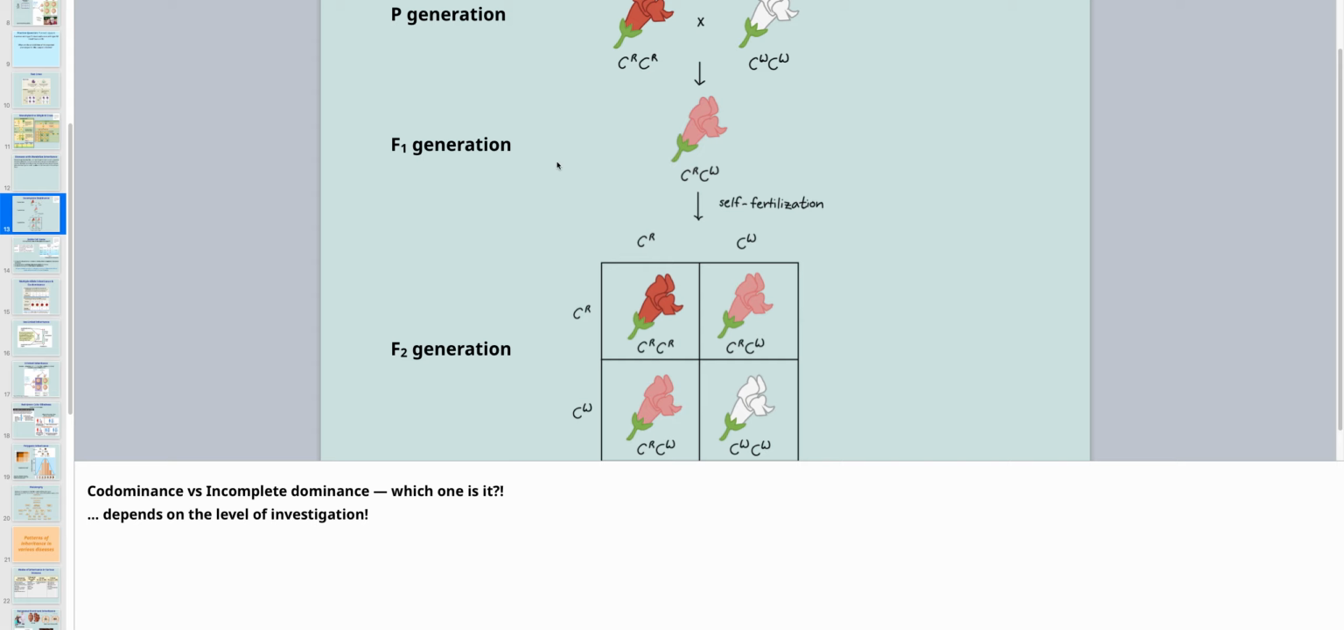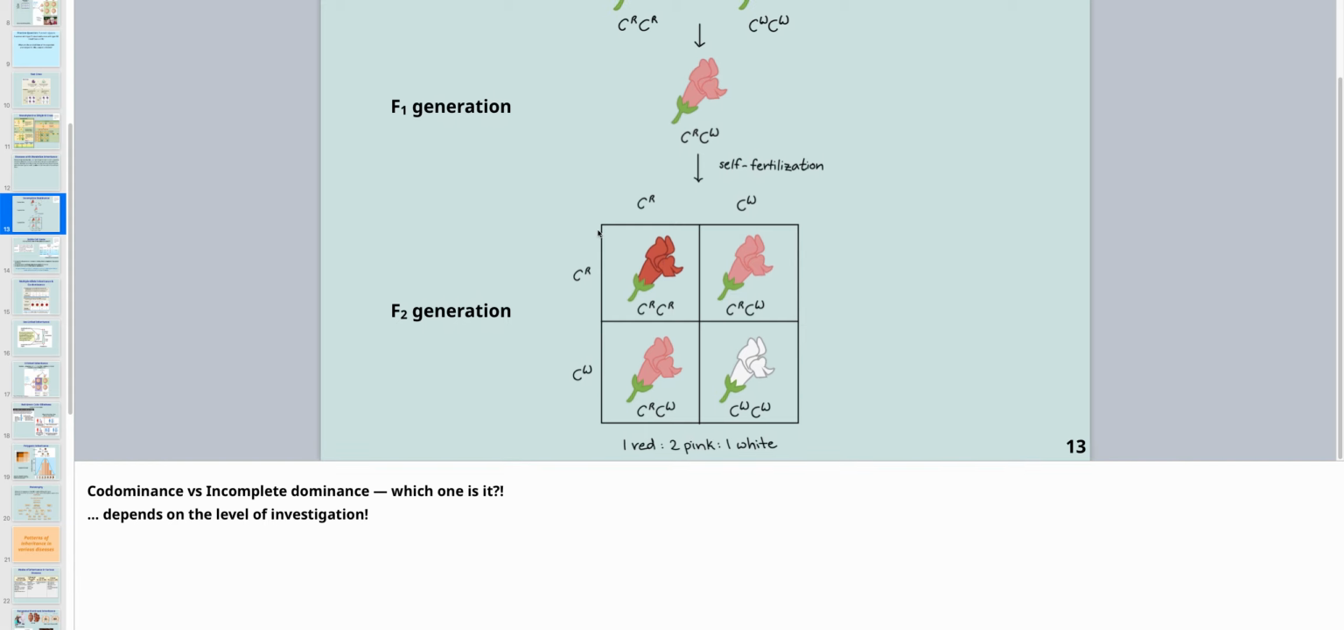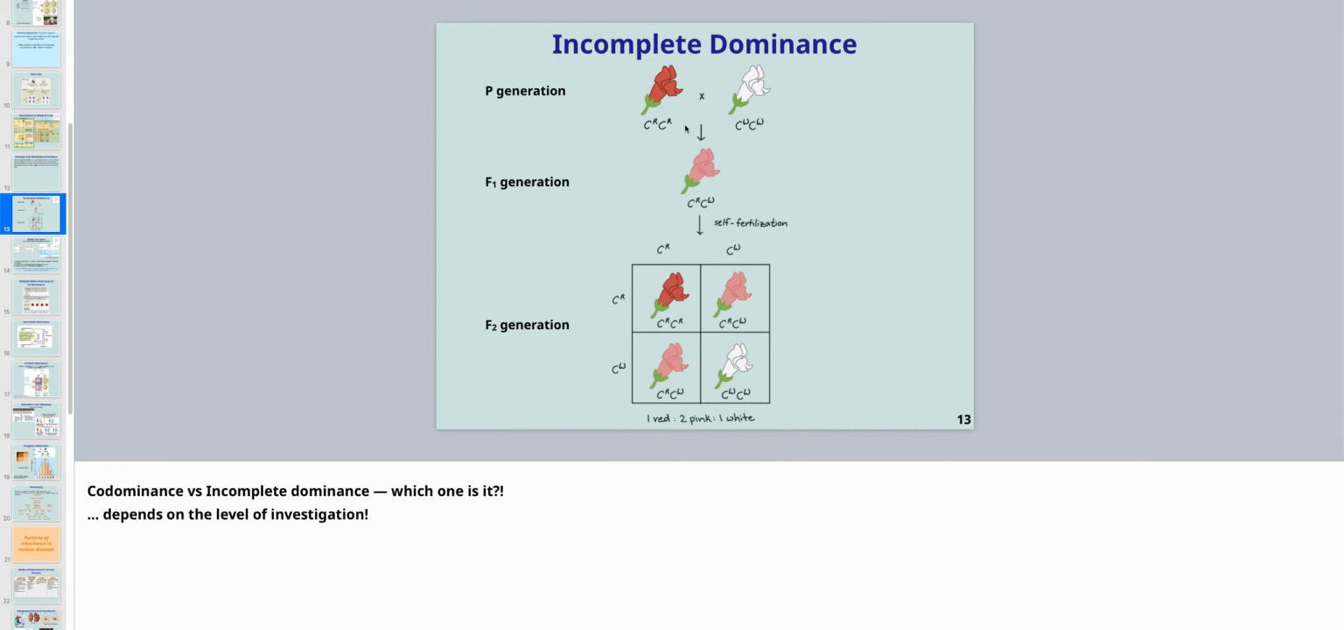Now if we cross 2 F1 generations, we see that following the Mendelian pattern of inheritance, there's a 1 to 2 to 1 distribution in the phenotypes in the offspring. Looking at the phenotype with your naked eye, this is a case of incomplete dominance because red and white results in an intermediate state.